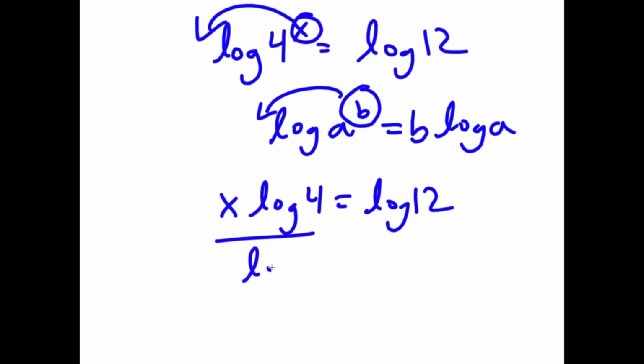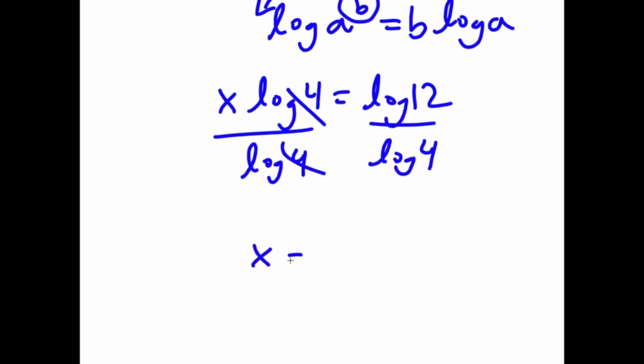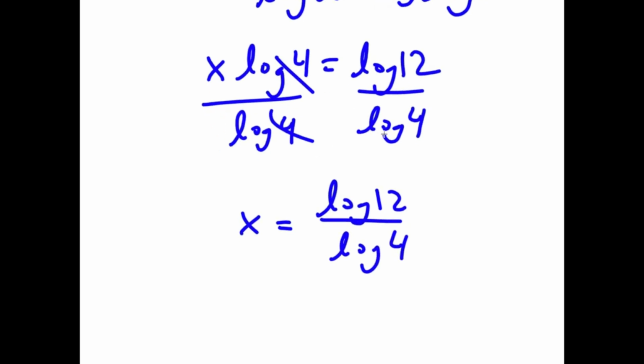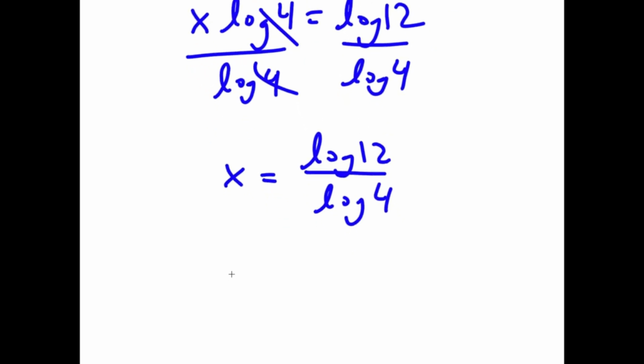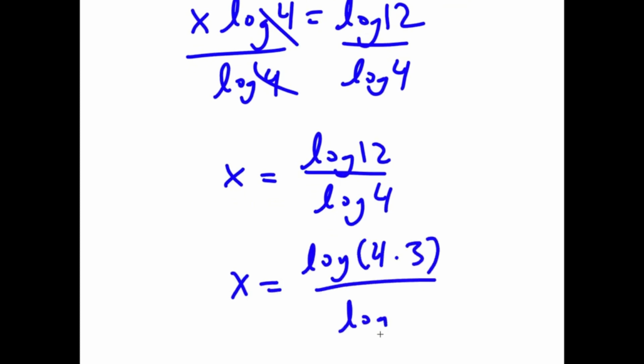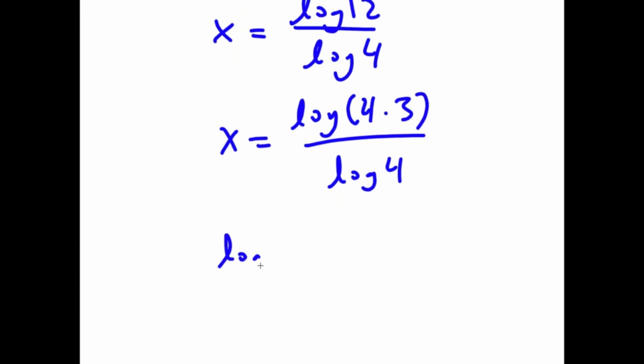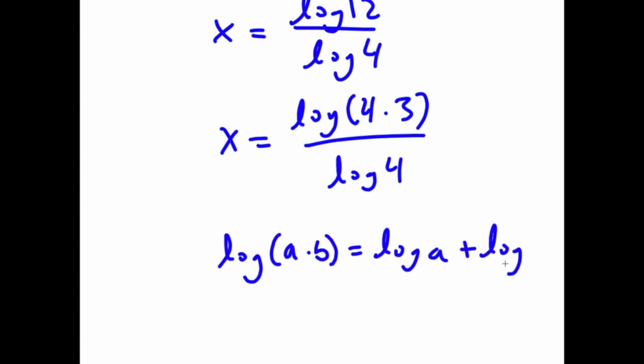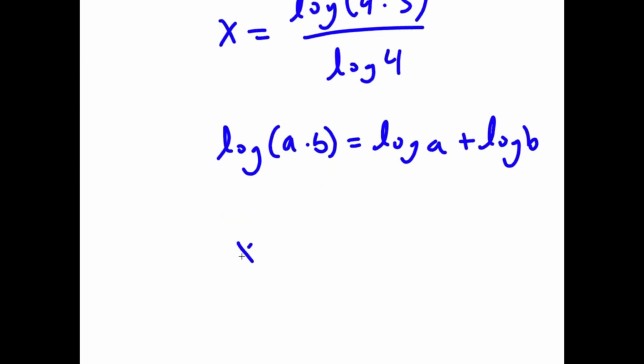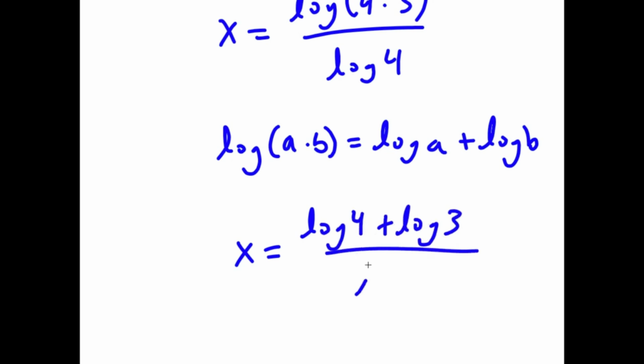Now, if I divide both sides by log 4, these two cancel out, and I get x is equal to log 12 over log 4. Now, I can rewrite log 12 as log of 4 times 3. So I have log of 4 times 3 over log of 4. And if I have something in the form log of a times b, this is equal to log a plus log b. So log 4 times 3 is going to equal log 4 plus log 3. And I have this over log 4.